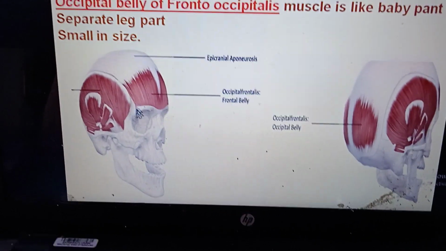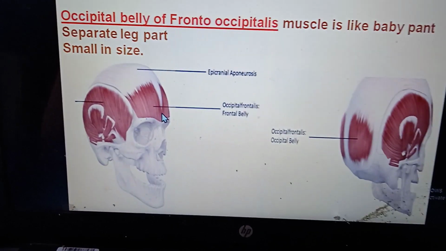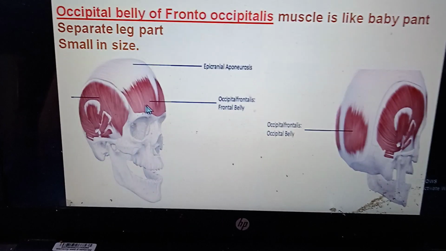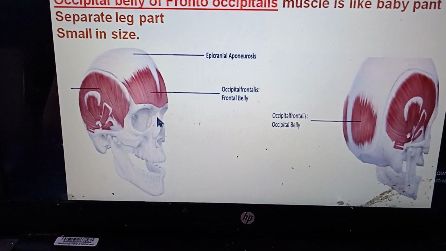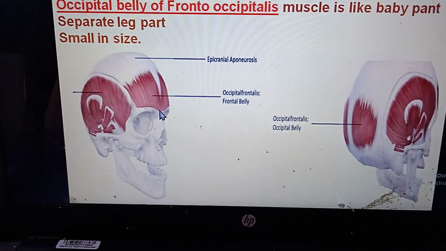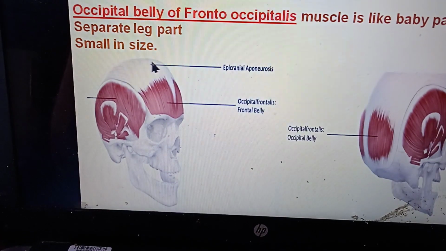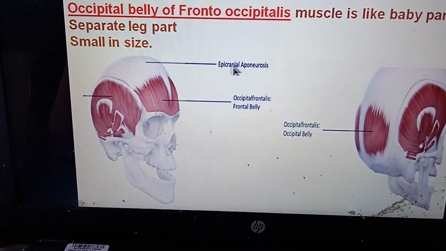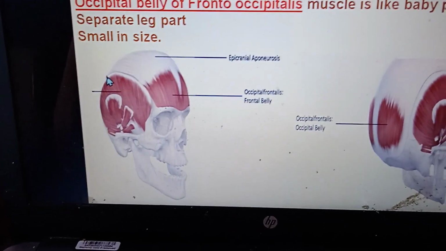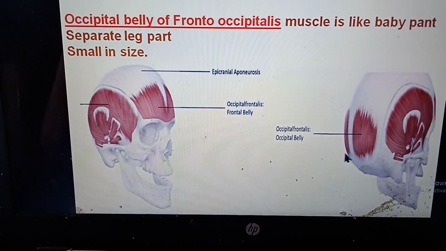So it is worth mentioning that it has no bony attachment. The superficial lamina is attached to skin and the deep lamina is attached to muscle, that is orbicularis oculi, which is around the orbit, and in the middle there is corrugator supercilii. And this is the aponeurosis, which is also known as the epicranial aponeurosis or galea aponeurotica. Now it is connected with the occipital belly of occipitofrontalis.